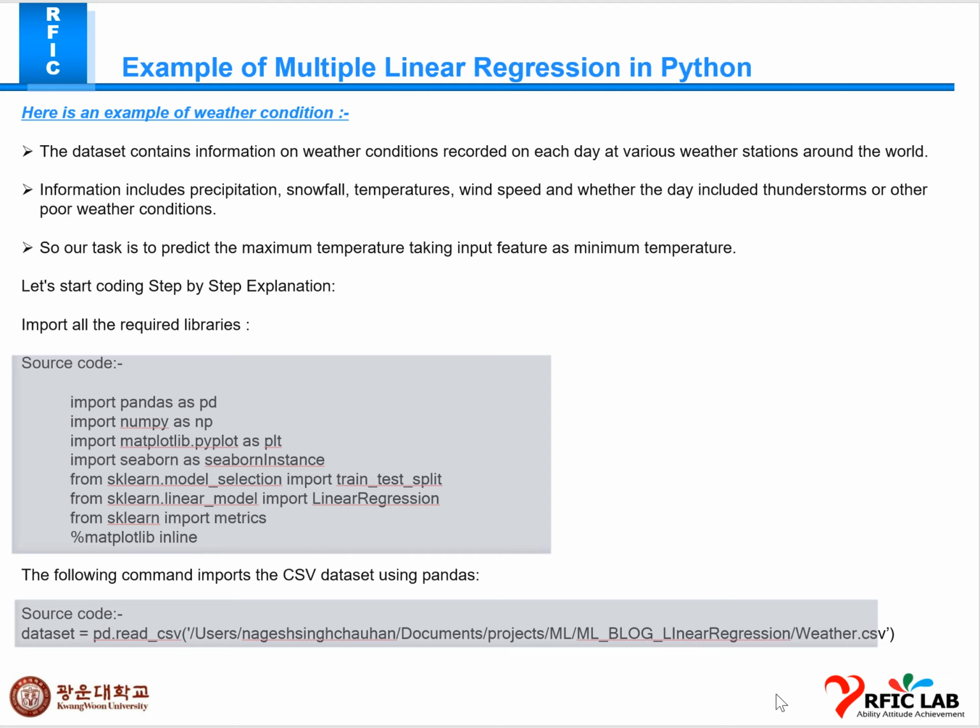I have picked this example of taking the temperature measurement of weather condition. As we have to collect all the data, the first step is the data set, which contains information about weather conditions recorded each day at various weather stations. At each station around the world we record this weather condition, and the information includes precipitation, snowfall, temperature, wind speed, and whether the day included thunderstorm or other poor weather conditions. So the task is to predict the maximum temperature taking the input feature as minimum temperature.